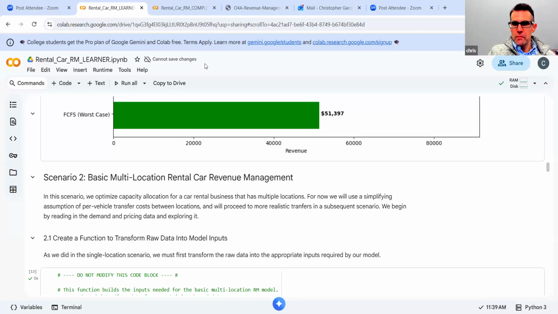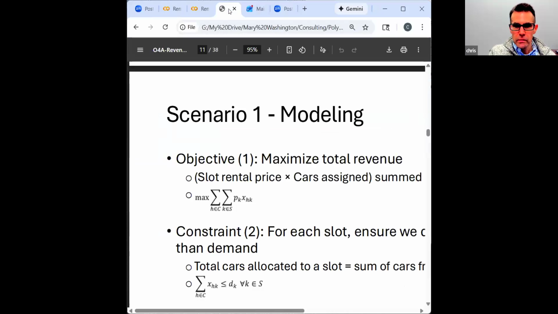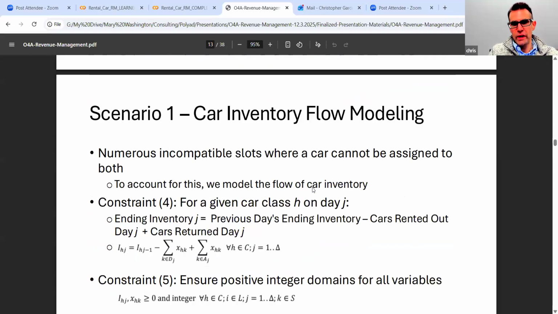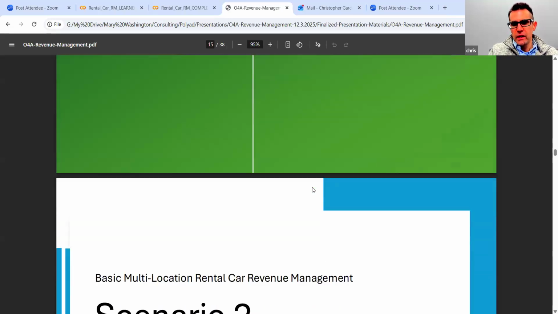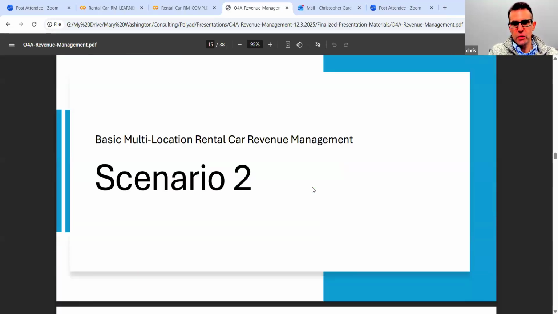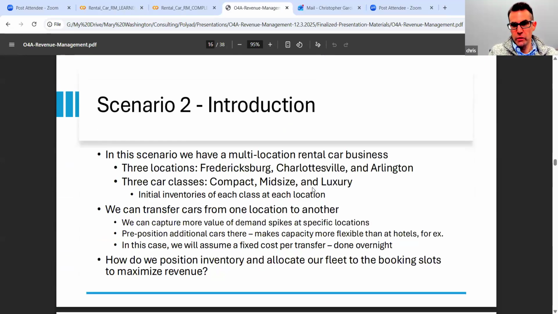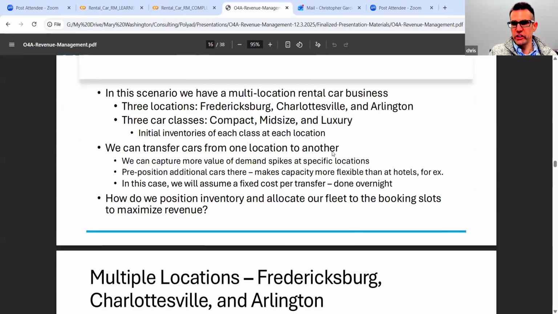So let's take a second. I'm going to move to the next scenario here. I want to look at a new scenario where we add a little bit of complexity. What we're going to do in this case is assume that we have multiple locations. Again, we're going to make some simplifying assumptions.